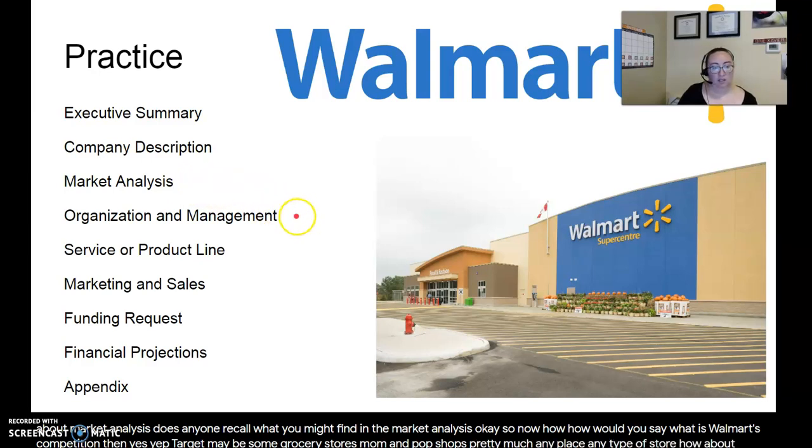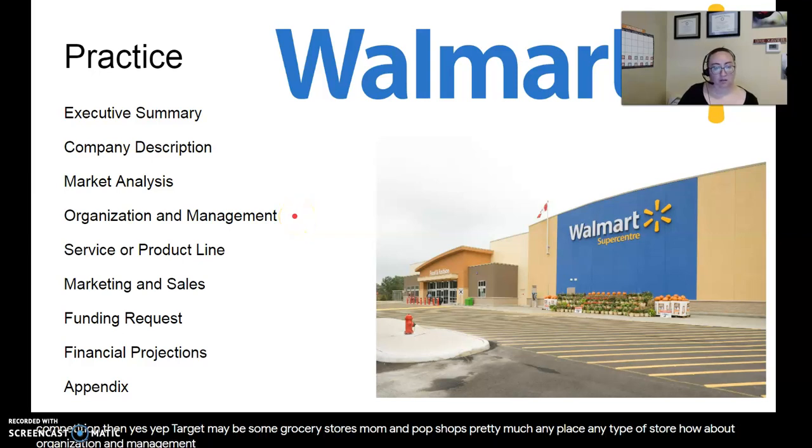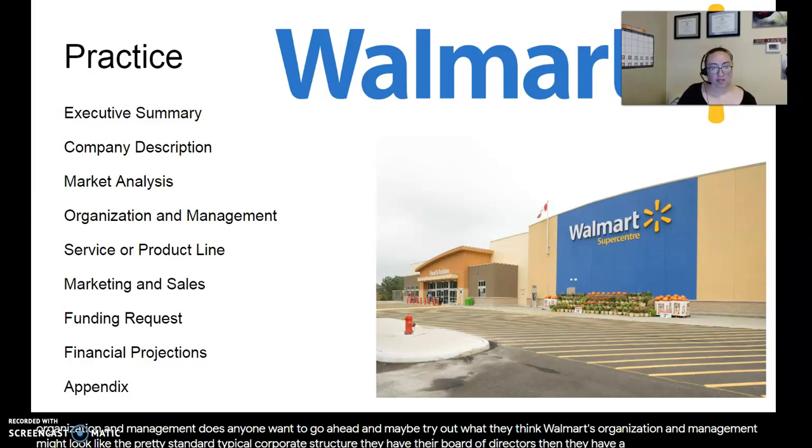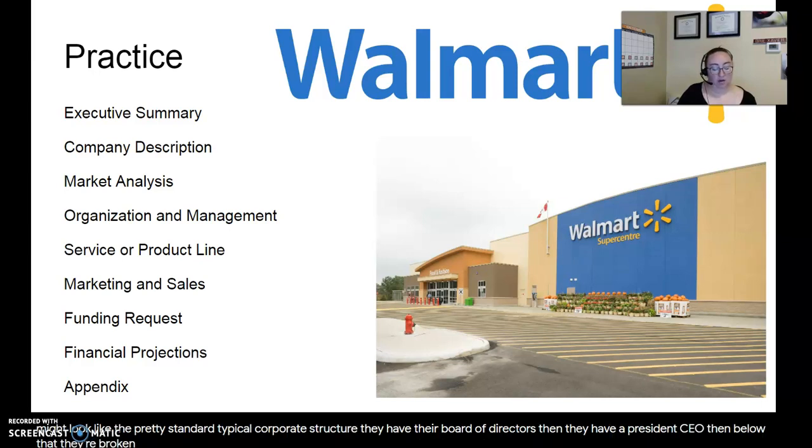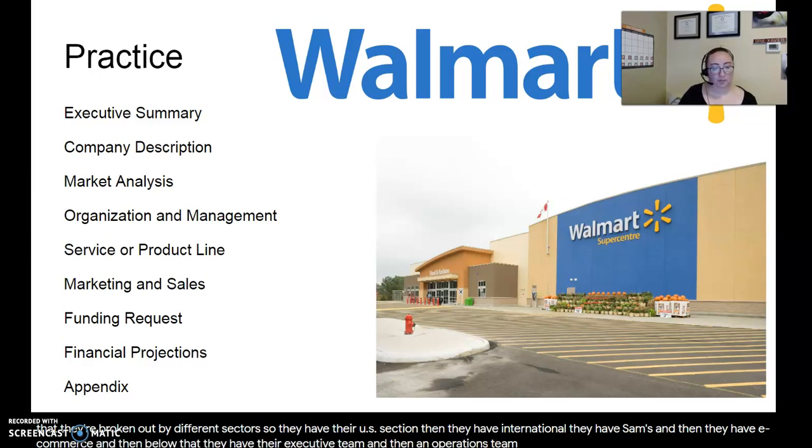How about organization and management? Does anyone want to go ahead and maybe try out what they think Walmart's organization and management might look like? Yep, they have a pretty standard, typical corporate structure. They have their board of directors, then they have a president, CEO, then below that they're broken out by different sectors. So they have their U.S. section, then they have international, they have Sam's, and then they have e-commerce. And then below that they have their executive team and then an operations team.